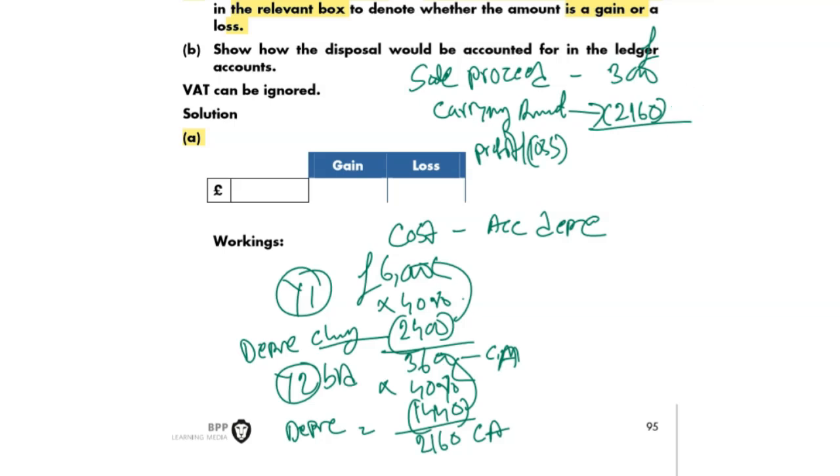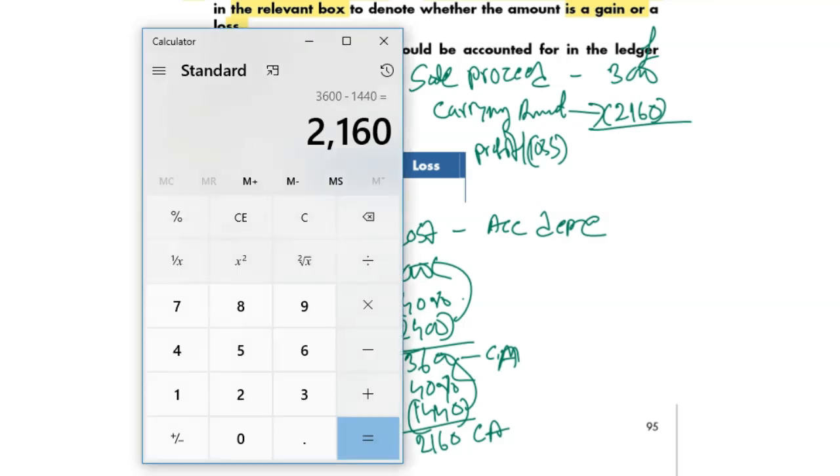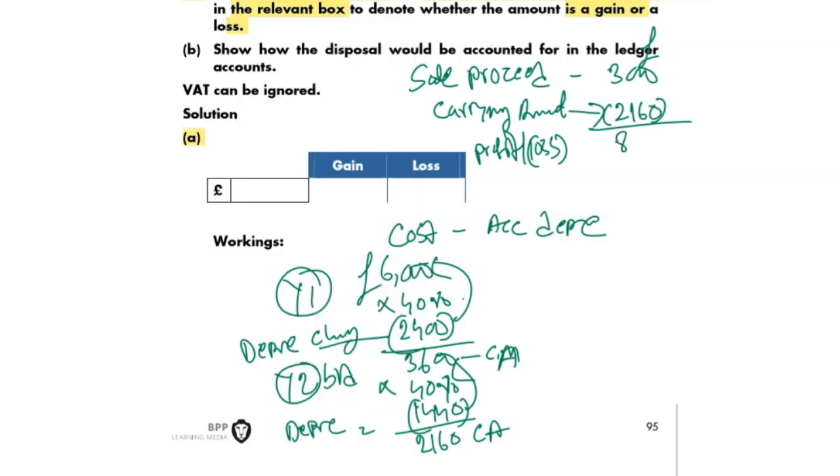Aha, we sold at a higher price, greater than the carrying amount. That means it's a happy face. We are happy and it's a profit. We received 3,000, but the worth of the asset is 2,160, so we sold at 840 higher. It's a gain. So you tick here, 840 is your answer.